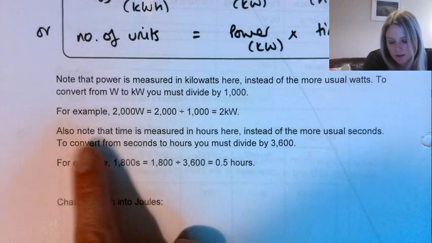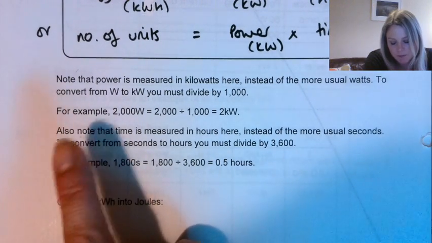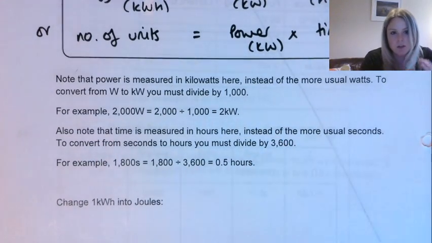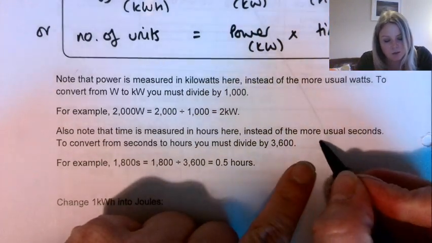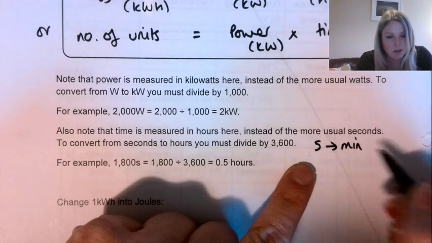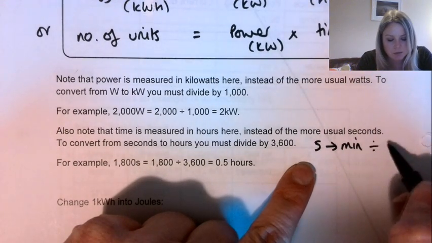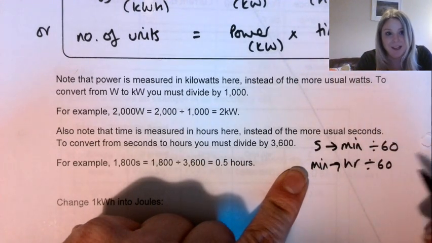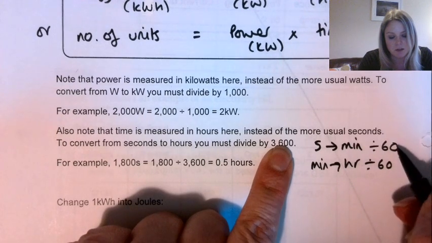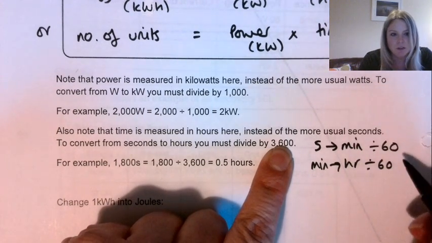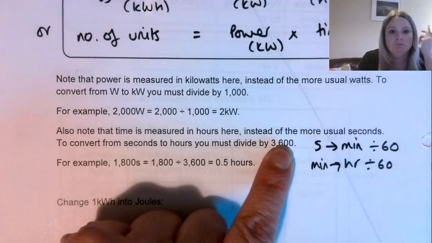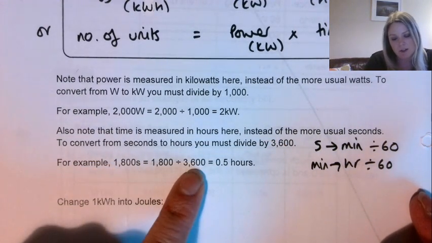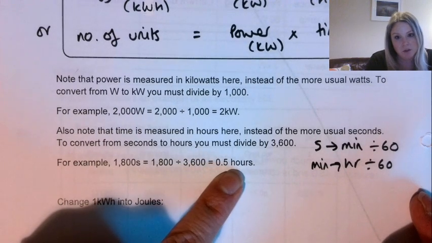Another thing to note is that time is measured in hours. So to convert from seconds to hours, you divide by 3,600. The reason for that is that to go from seconds to minutes, because there are 60 seconds in a minute, you would divide by 60, and then to go from minutes to hours, you would divide by 60 again. So that's the same as dividing by 3,600. I tend to divide by 60 twice, but everyone prefers different things. So for example, 1,800 seconds divided by 3,600 is half an hour.